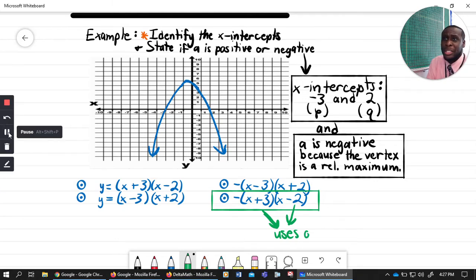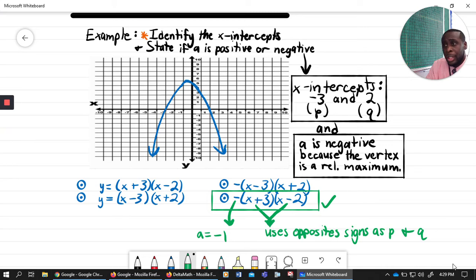Y'all don't need to see me writing that. So again, folks, this equation is correct because it uses opposite signs for the P and the Q. We had already identified P and Q as -3 and +2, those were our x-intercepts. And here the A value is -1, so that's definitely a negative A value.